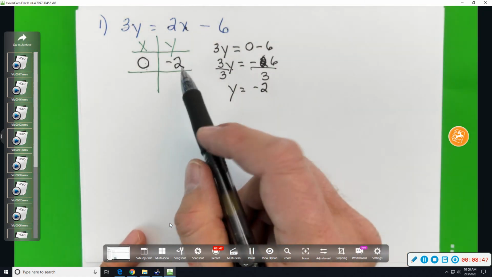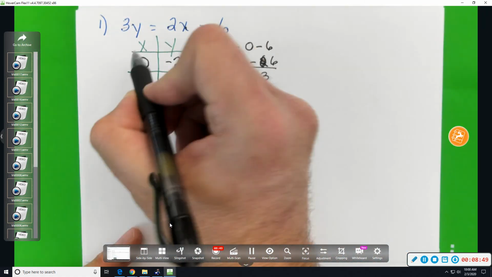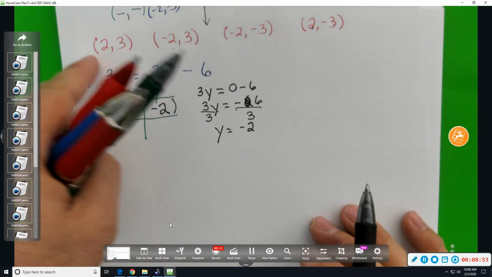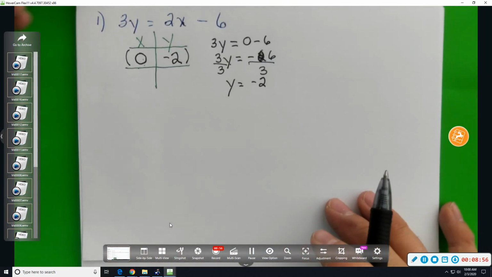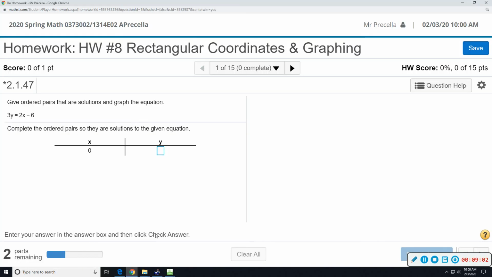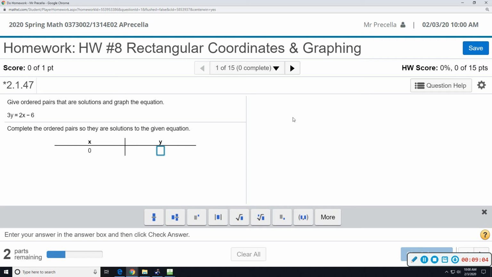That's an ordered pair. I'm going to put the parentheses around it just because whenever I write ordered pairs, I like to have parentheses around them. You don't have to do that. But come over here to the problem now. And in the little box here, I'm going to type in negative 2.